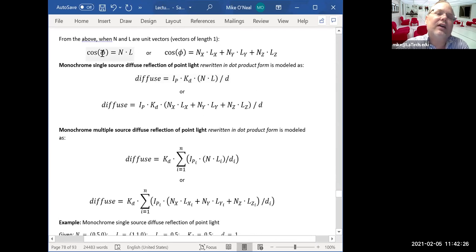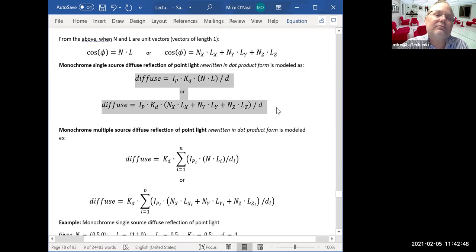So to get the cosine of the angle phi, the angle between N and L, you just go N dot L. And if you're still having a little bit of problems with vectors, I remind you that N is actually 3 things, an X, a Y, and a Z, like L is 3 things, and this is how you multiply it out. So we can restate our diffuse equation by removing cosine of the angle and replacing it with N dot L. And again, how do you calculate N dot L? It's those 3 little calculations there.